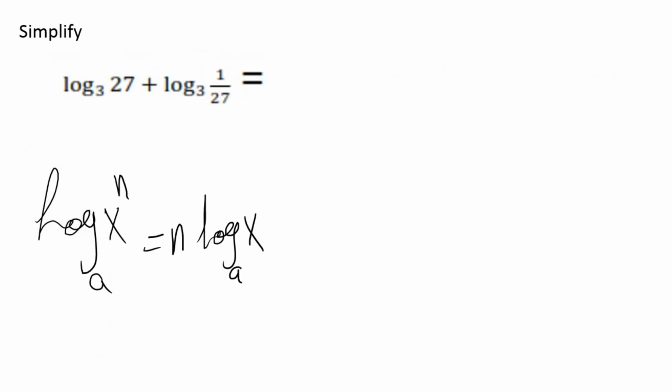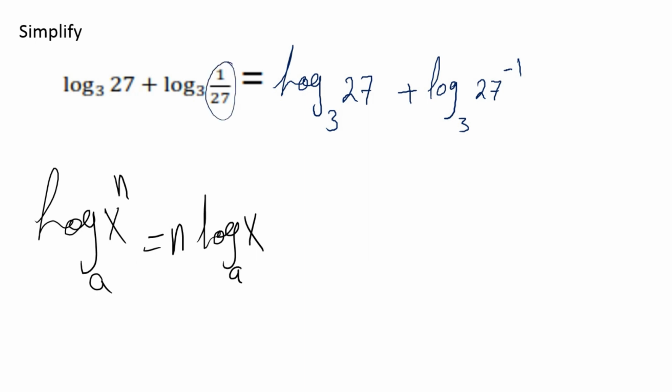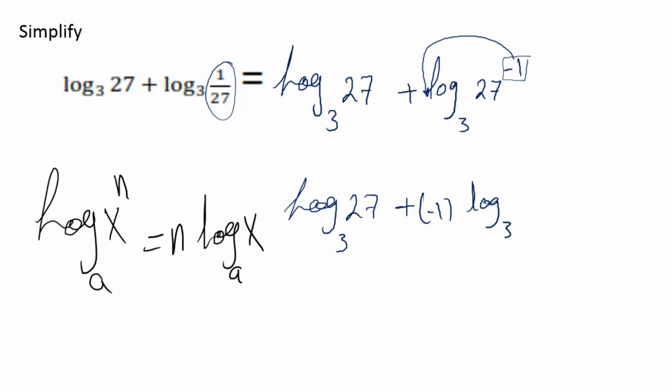Log base 3 of 27 plus log base 3 of 1 over 27. It's log base 3 of 27, and I can write 1 over 27 as 1 over 3 to the power of 3, or if you prefer, you can write it as 27 to the power of negative 1. Because if I flip the fraction, I'm going to change the sign of the power. So this one is log base 3 of 27 plus, this power goes down here, negative 1 times log base 3 of 27.